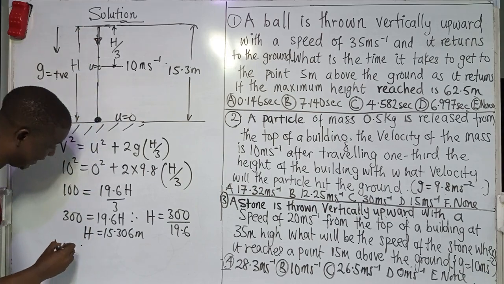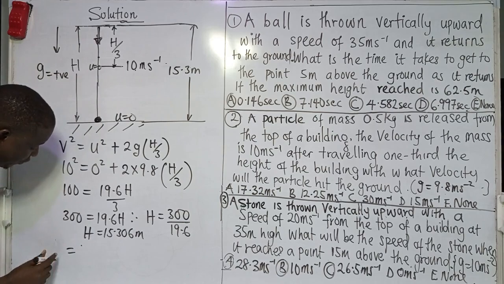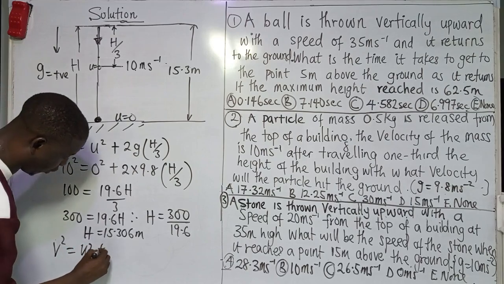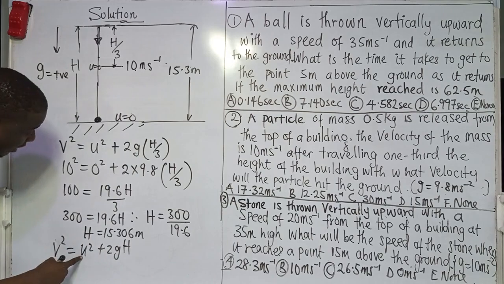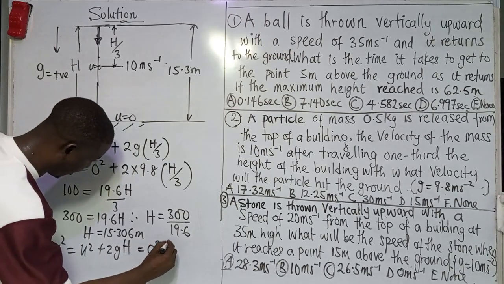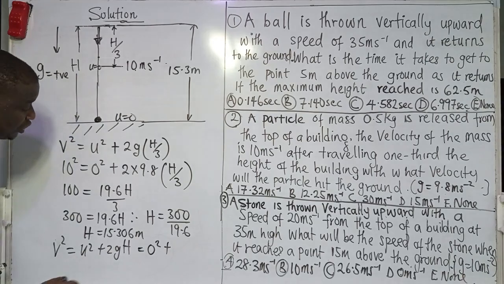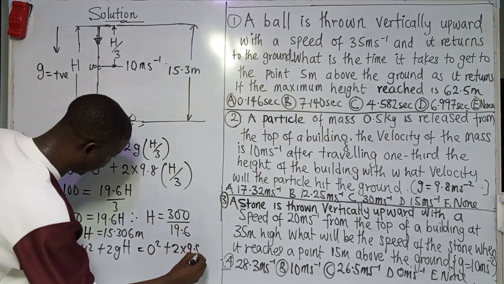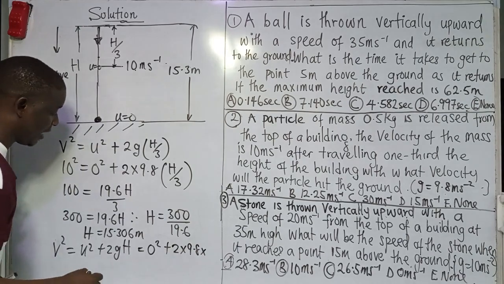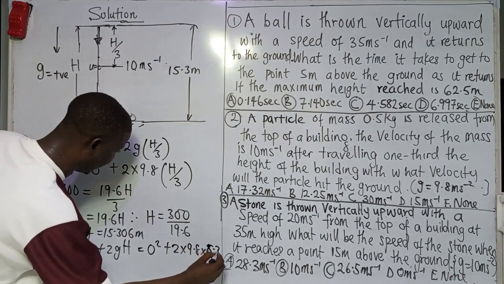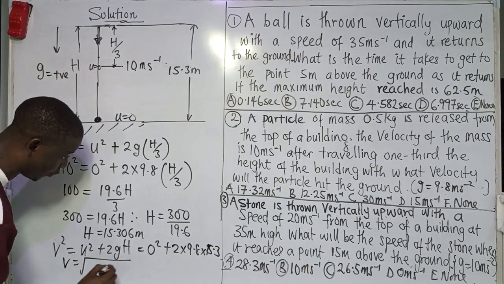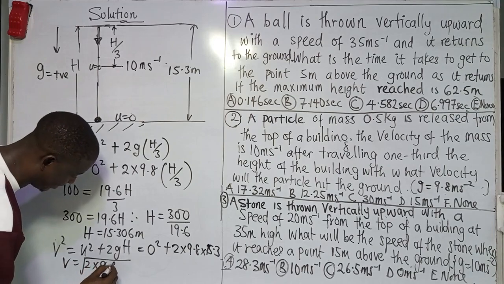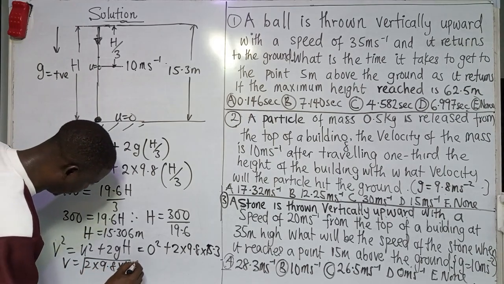So I want to use v square again equal to what? Our v square will be u square plus 2gh. Now, what is our u? 0 square plus 2 times 9.8 times what? This is 15.3. So v will now be the square root of 2 times 9.8 times 15.3.